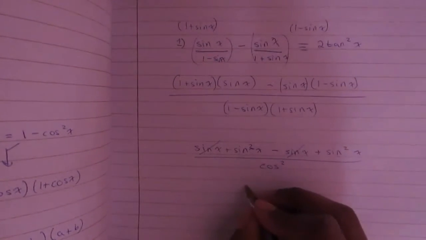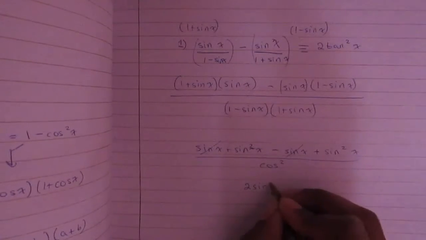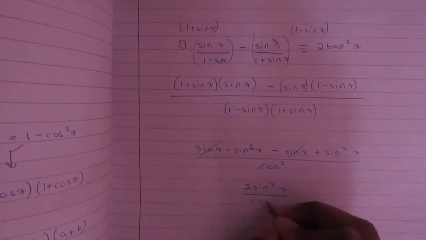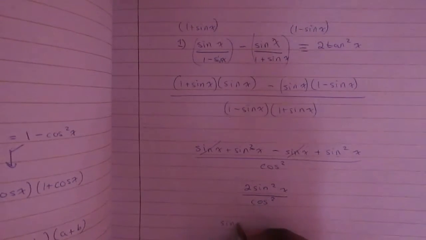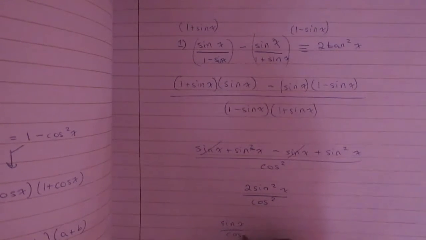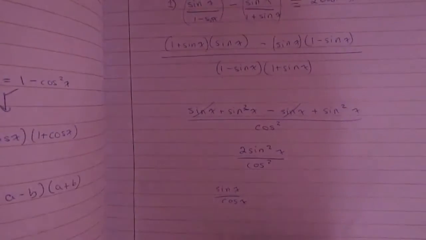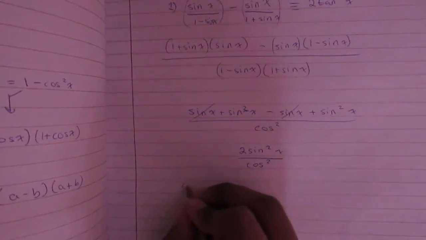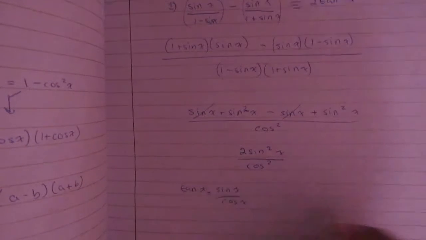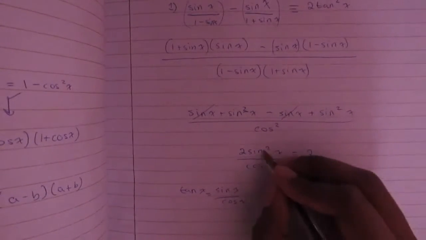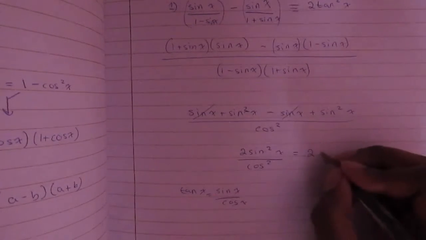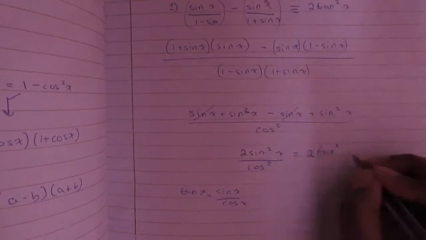But anyways, positive sine x and negative sine x cancel out. So you're left with 2 sine squared x over cosine squared x. And it does look familiar, because sine x over cosine x is equal to tan x, as you've seen before. Make sure you understand how you can derive this and just play around with it. Anyways, you'll have the answer as 2 tan squared x.